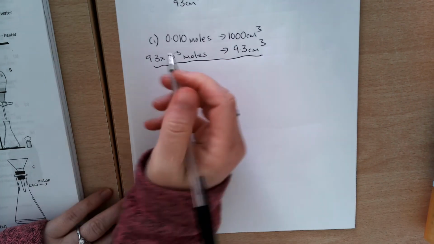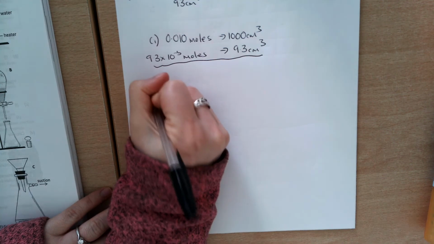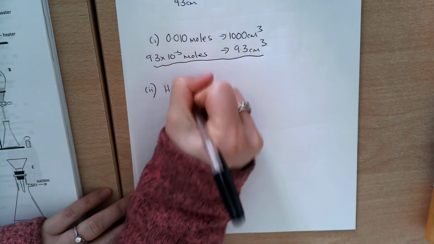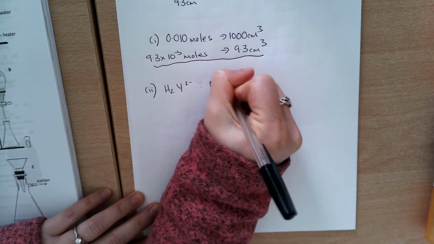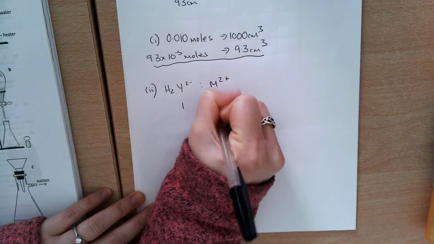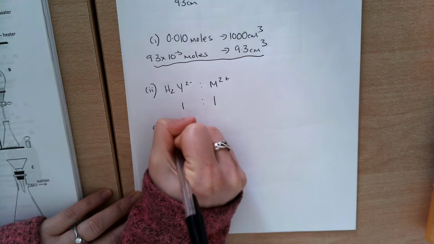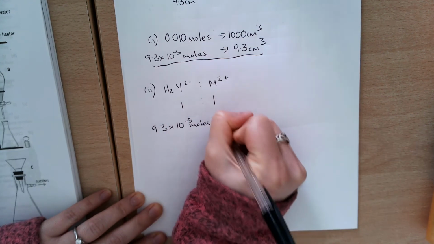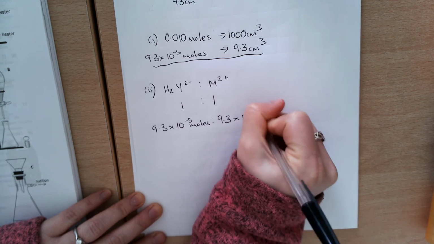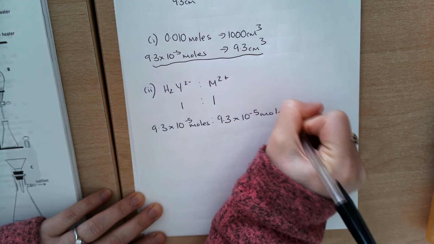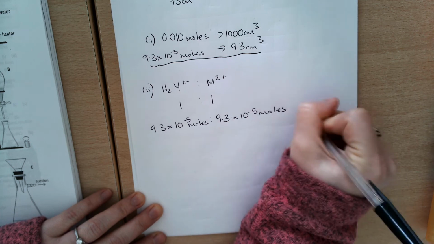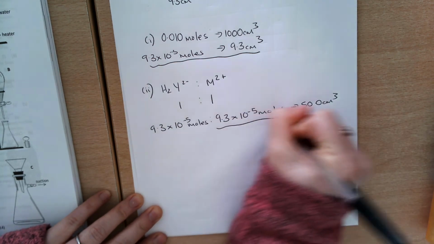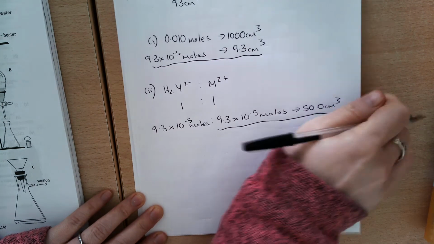Then we're asked the number of moles of the M2+ ion in this. So I have to get my ratio of EDTA to M2+, which is 1 to 1. If I've worked out I have 9.3 by 10 to the minus 5 moles of EDTA, I also have 9.3 by 10 to the minus 5 moles of M2+, and that is in 50 centimetres cubed. So that is my answer to part 2.